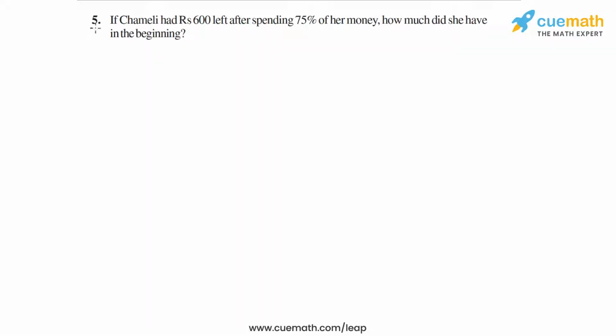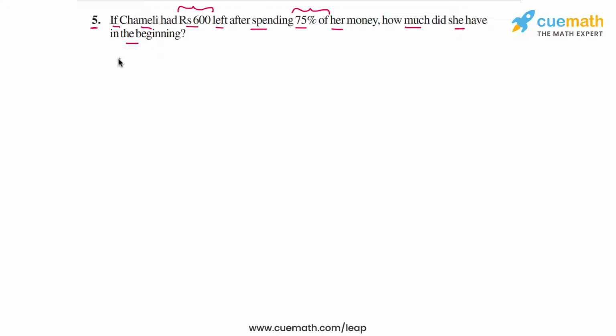In question 5 of this exercise, the problem statement says, if Chameli had rupees 600 left after spending 75% of her money, how much did she have in the beginning? So Chameli had some money in the beginning, she spent 75% of that money and she was left with rupees 600. So we have to find out how much money she had in the beginning.